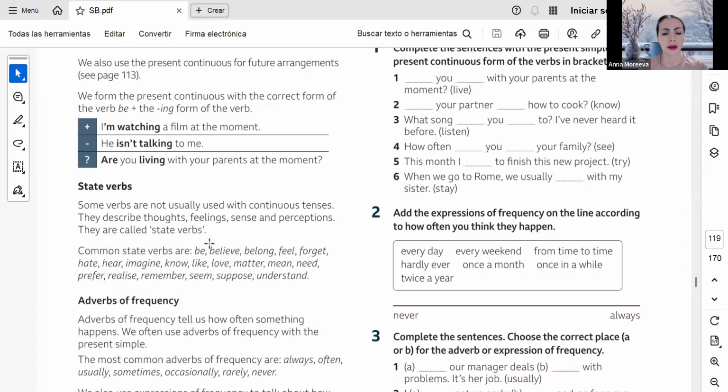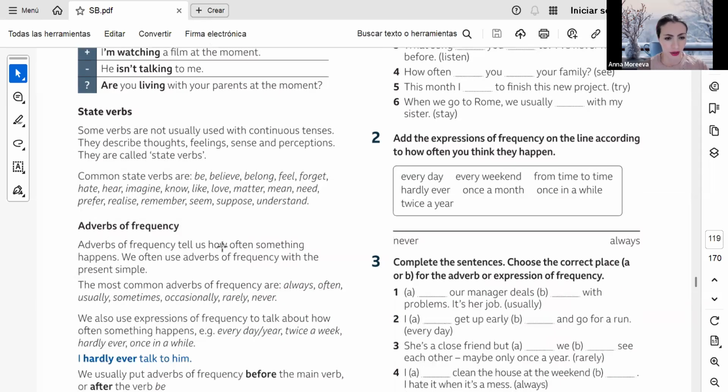So we say I believe, I belong, I feel, I forget, I hate, I hear, I imagine. We will never say I am imagining, because the state verbs about feeling, usually we speak about something that is always true for us, or about our preferences, about our habits, routines. So it's not like it's changing too often.